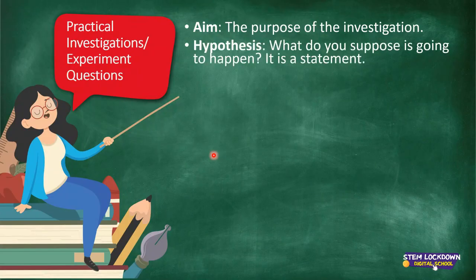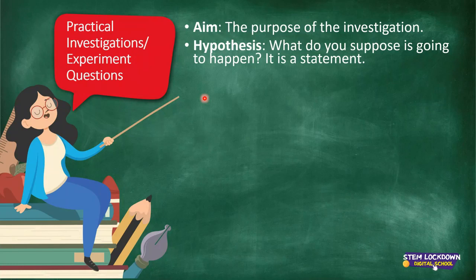Then we have what we call the hypothesis. What do you suppose is going to happen? It's an assumption. It can either be positive or negative. By positive or negative, what I mean is it can either be correct or incorrect. It's a statement. What do you assume is going to happen once you carry out this experiment? Or rather, how would you answer your investigative question? It is a statement giving an answer to your investigative question.